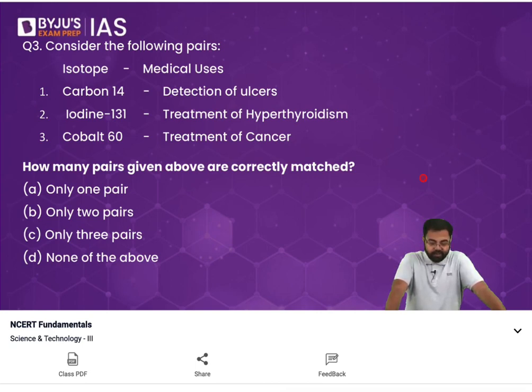Iodine 131, treatment of hyperthyroidism, and then cobalt 60, treatment of cancer. How many pairs are correctly matched is what has been asked of you. So I'm launching the poll for you.